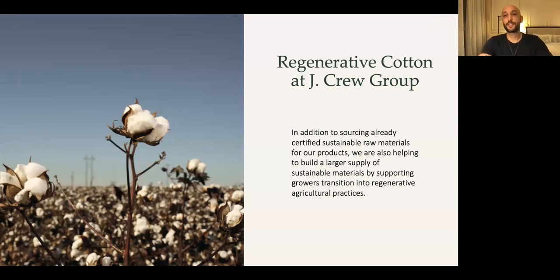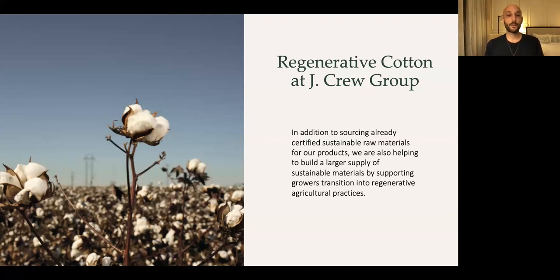So for us, regenerative cotton is one of our biggest initiatives right now regarding raw materials. About 70% of the footprint of our product is coming from cotton, so it's actually one of our most important fibers. In addition to already sourcing certified materials, we're also helping build a larger supply of sustainable cotton. We are supporting growers transition from conventional agricultural practices to regenerative.